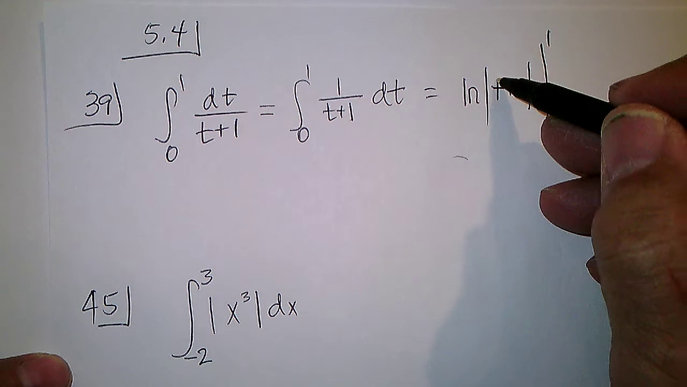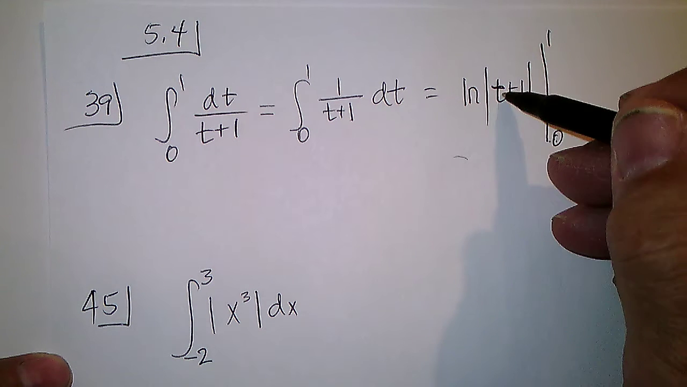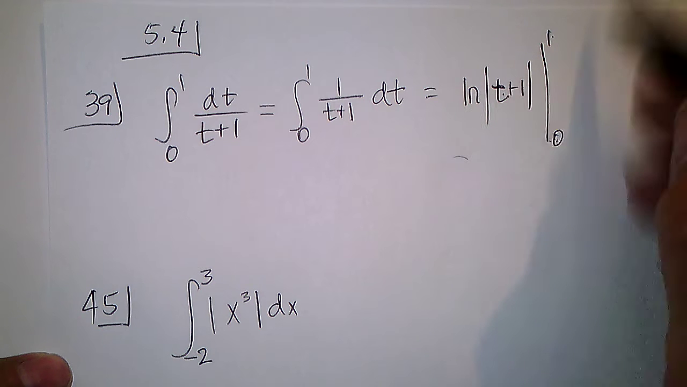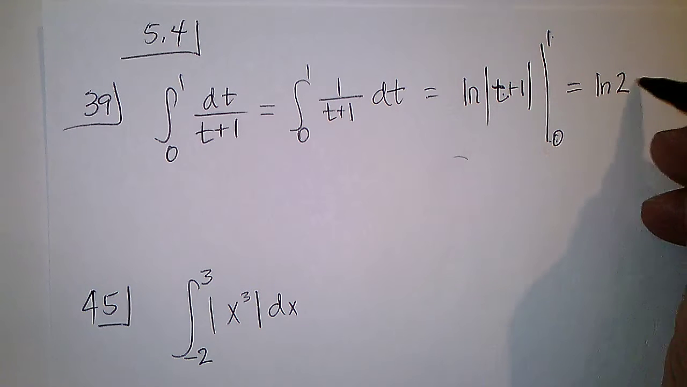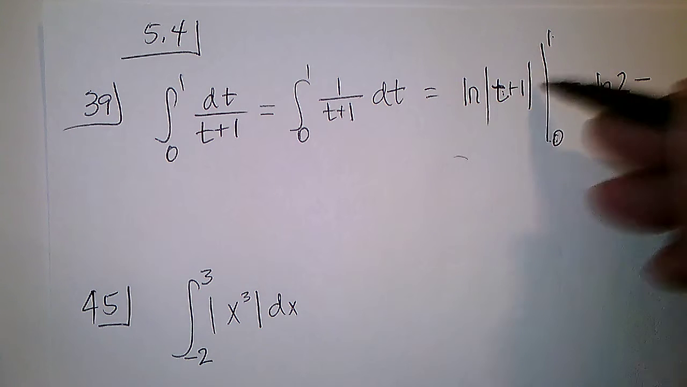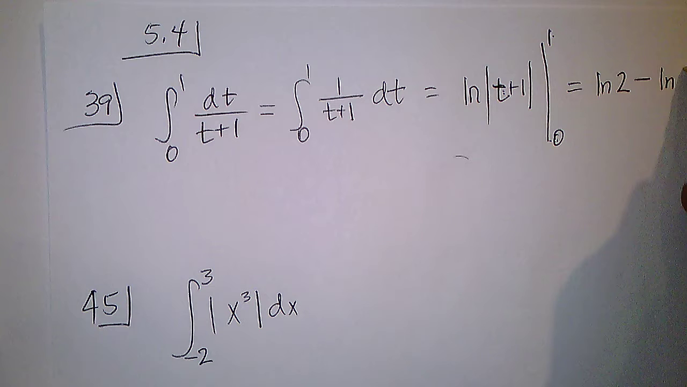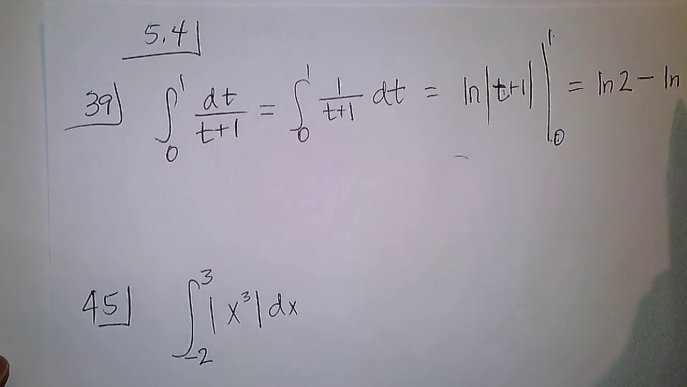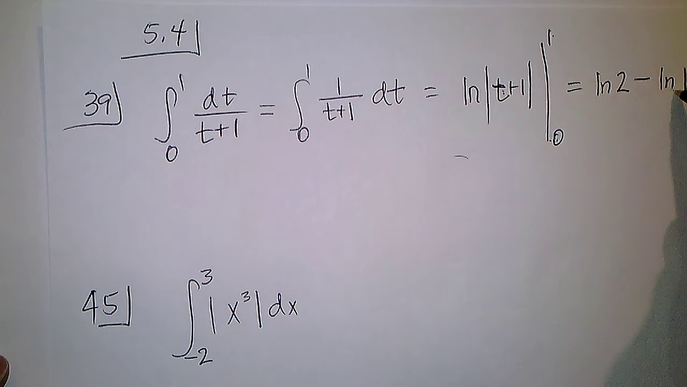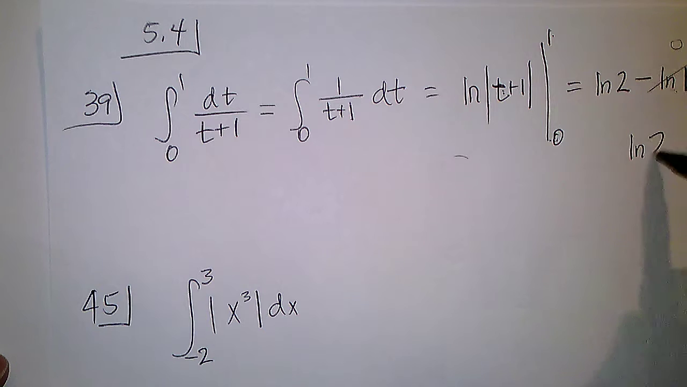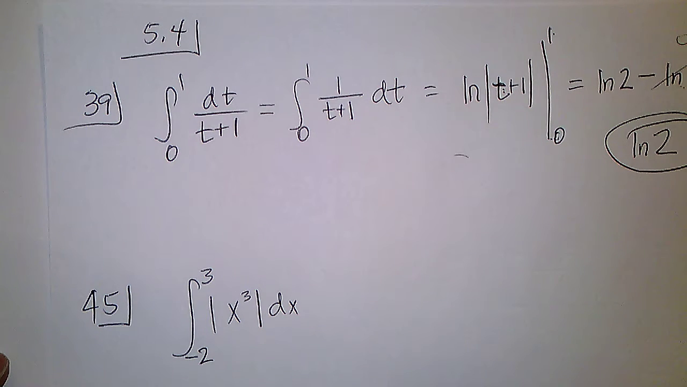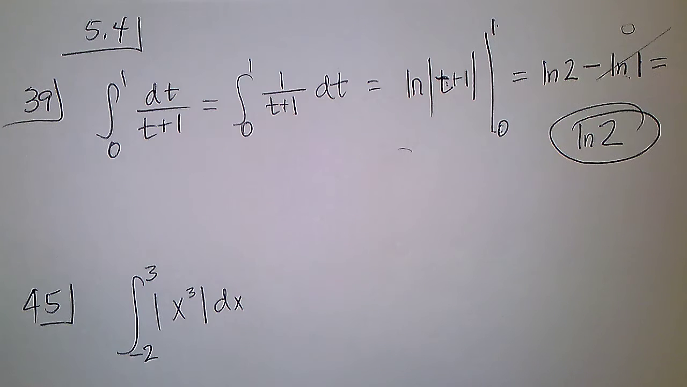So if I put in 1 for the t, I get ln2, minus, and then if I put in 0, I get ln1. And ln1, to what power do I take e to get 1? That's 0. So this is just ln of 2. Okay, 45.